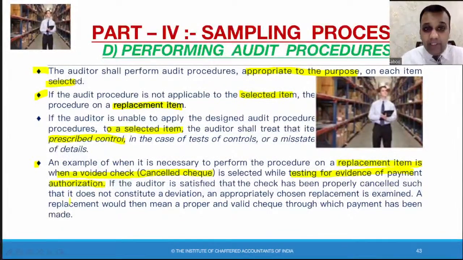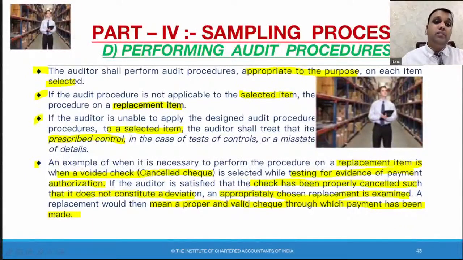If the auditor is satisfied that the check has been properly cancelled such that it does not constitute a deviation, an appropriately chosen replacement is examined. So a replacement would then mean a proper and valid check through which payment has been made. So here is an example of a replacement item.